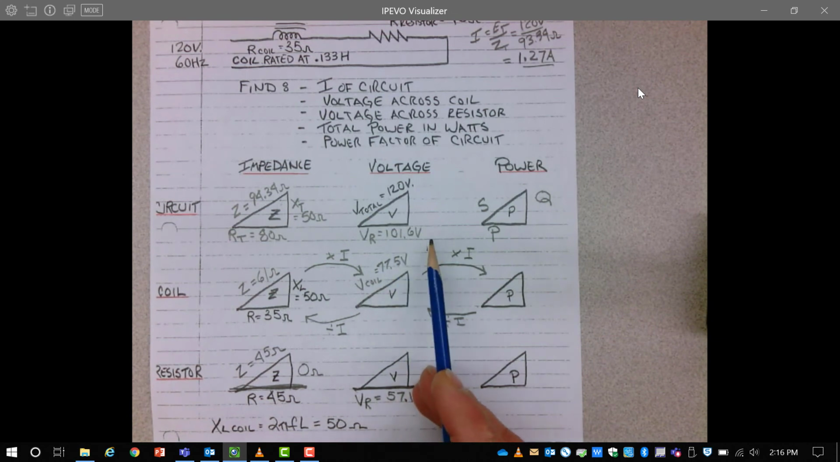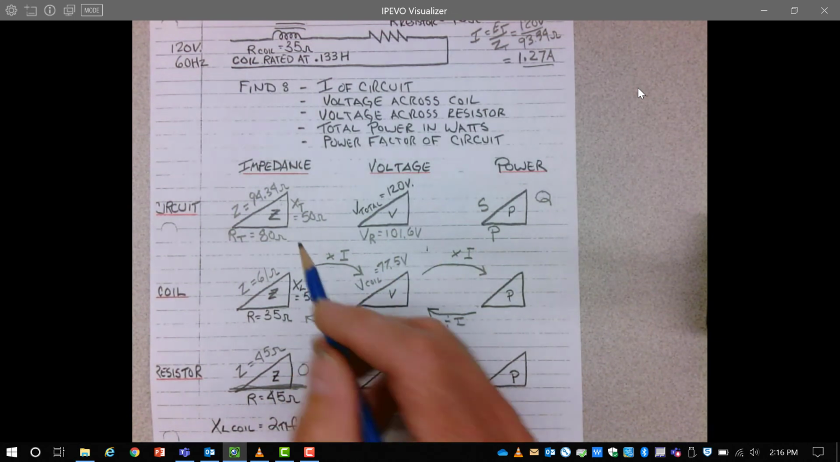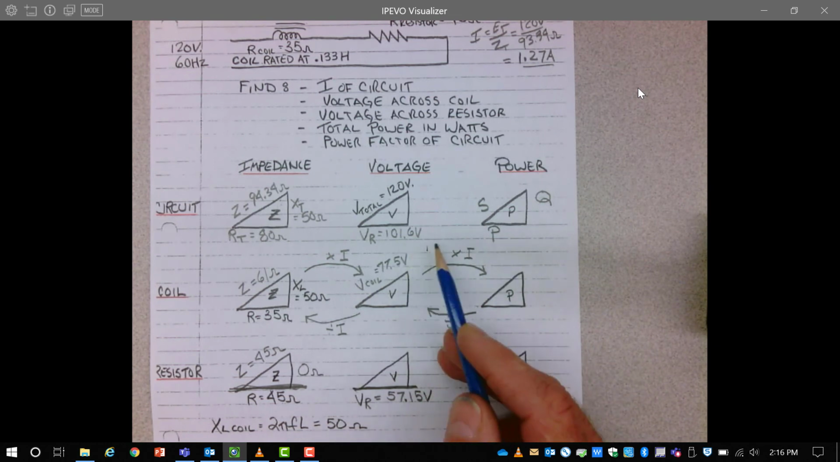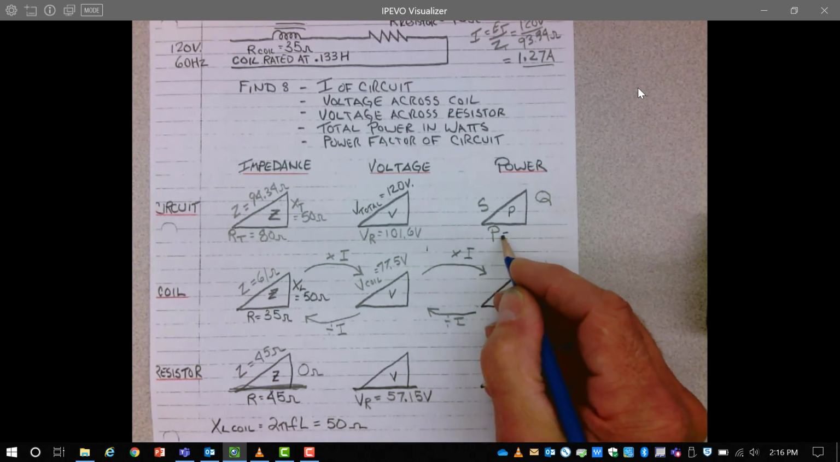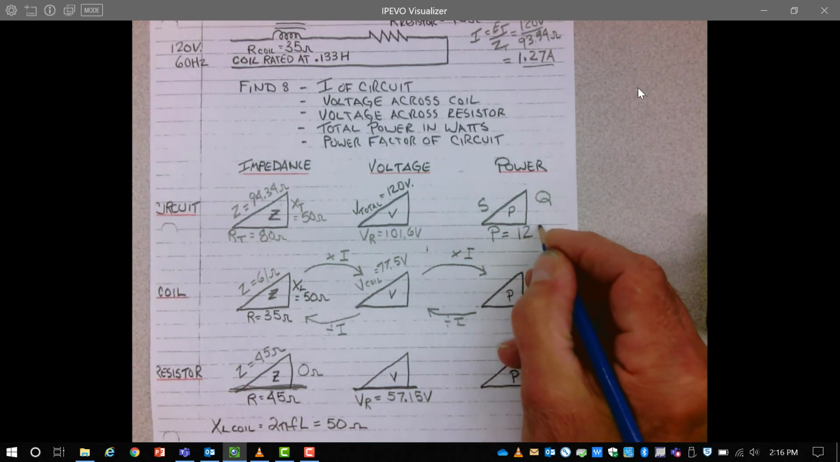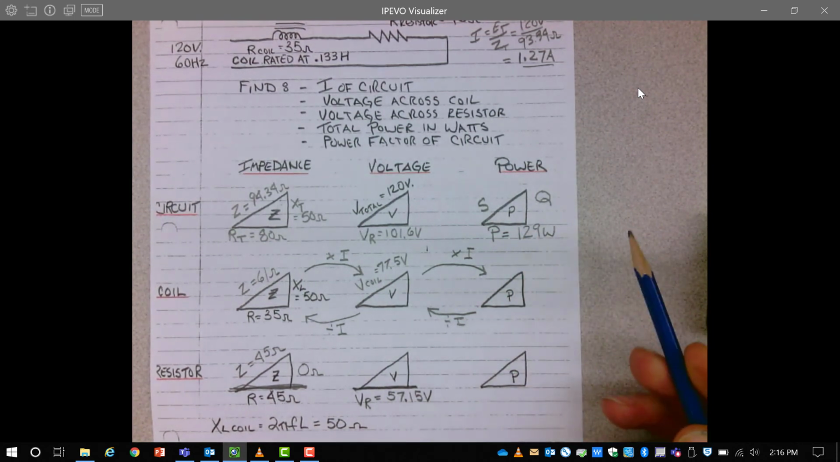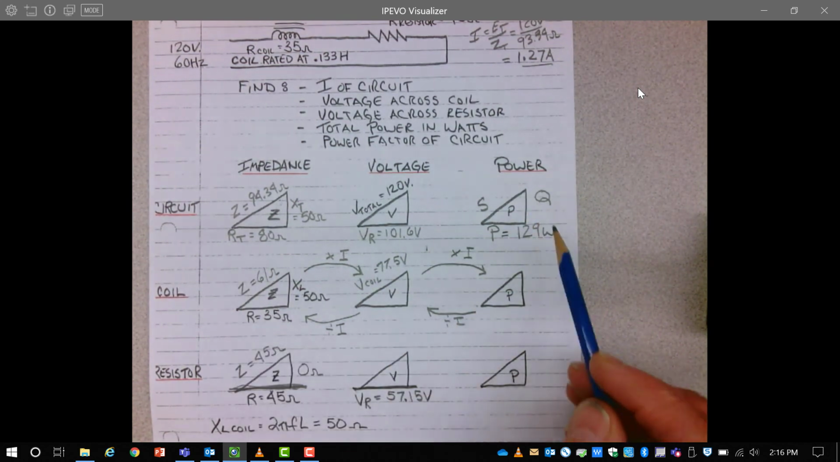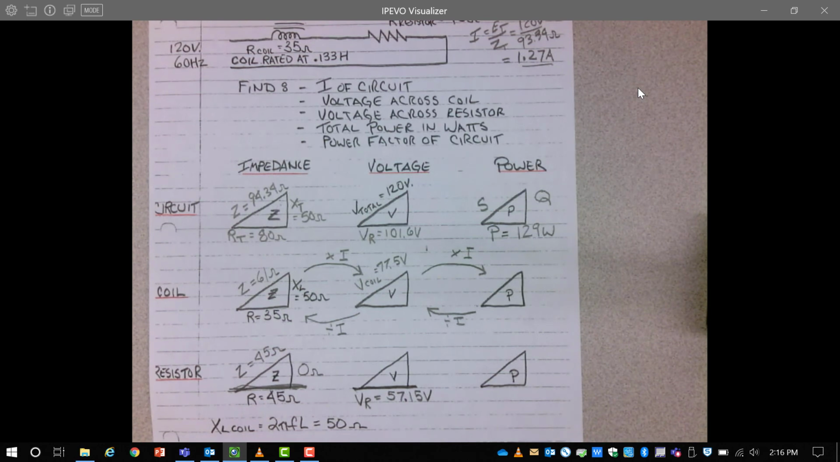If I take that voltage and multiply it by the current again, I will get the total power in watts. 101.6 volts times 1.27 amps will give me 129 watts. That is the total power of the circuit. It's on the circuit power triangle. That would be the total power of it.